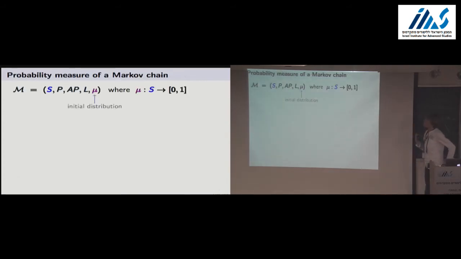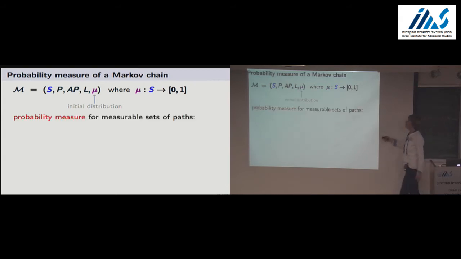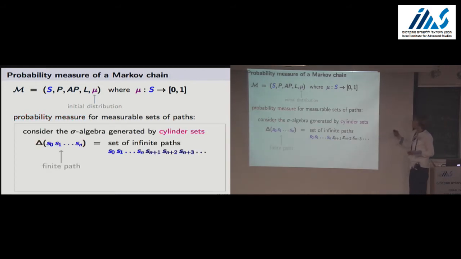Okay, so let's talk now about the probability measure. So we suppose we have the Markov chain, the AP and L don't play any role, but we need an initial distribution. So just a function that tells us what is the probability to start in a certain state. Now the probability measure is a function that assigns values between 0 and 1, probabilities, to sets of paths, and they need to be measurable. And for this we need a sigma algebra. And the basic concept here are the cylinder sets, and let's start with this.